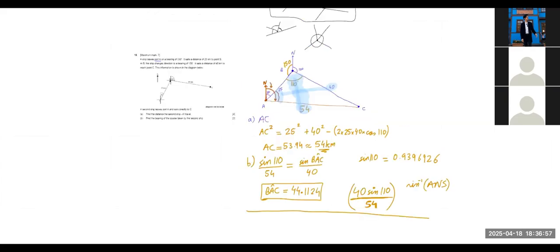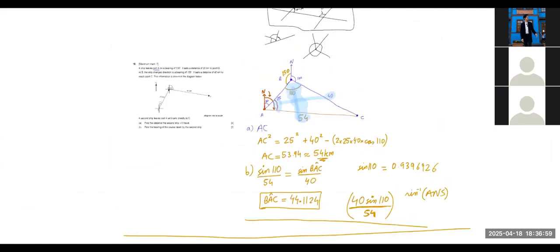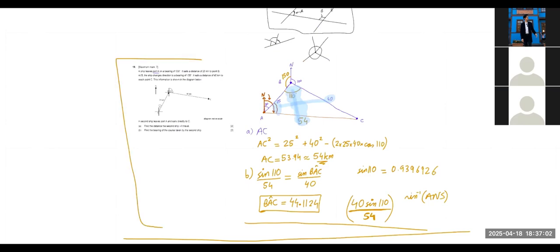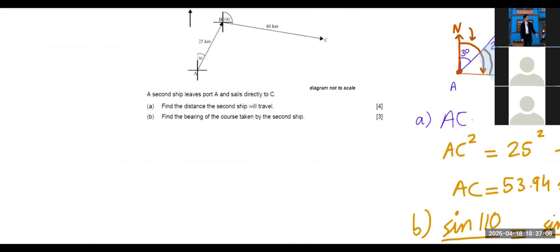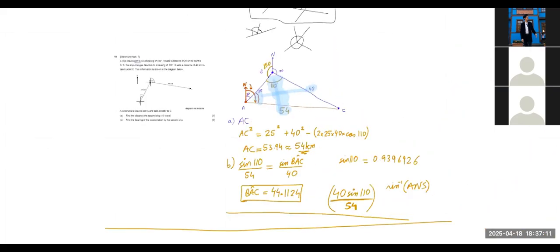So that's the end of the bearings one. This question is transferable to any bearings question because they're all essentially the same idea. Even these parts, the questions that they've asked, are similar. One more thing I want to tell you guys about is this.